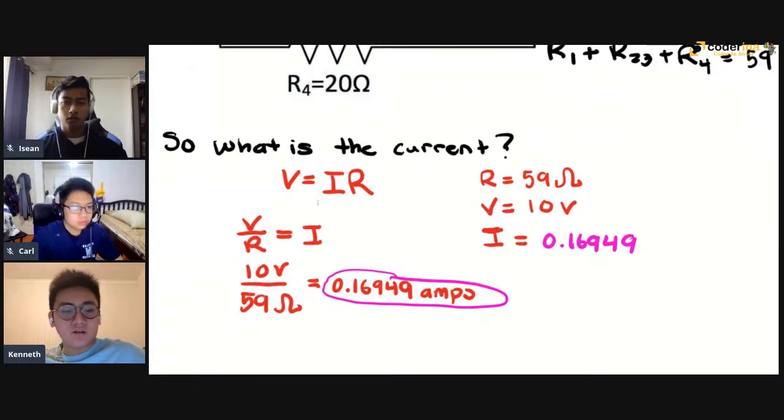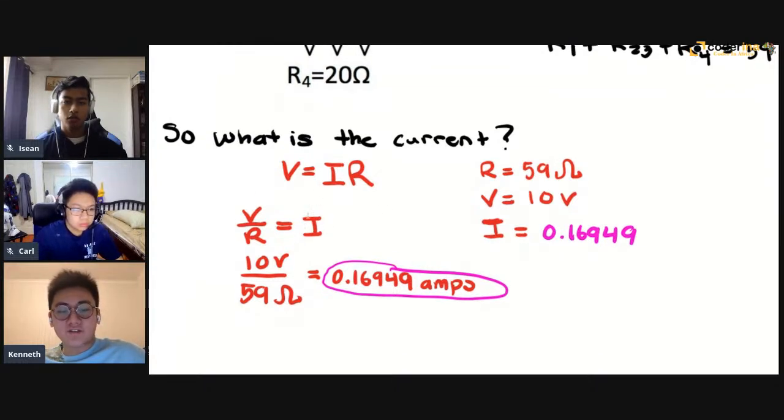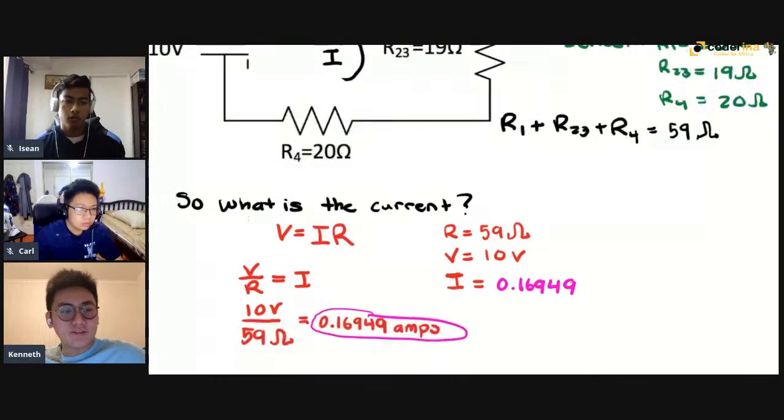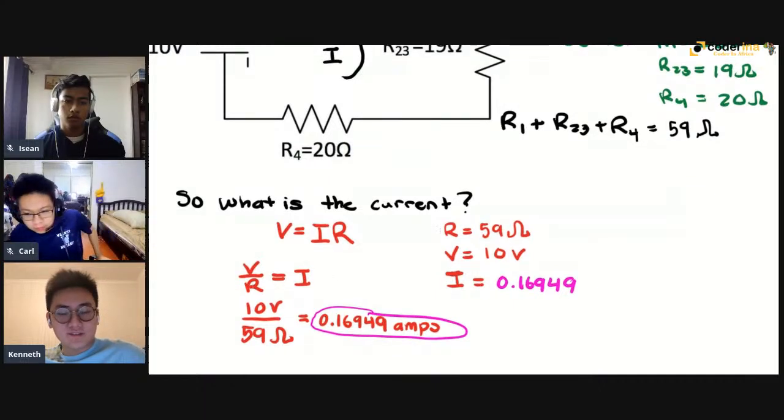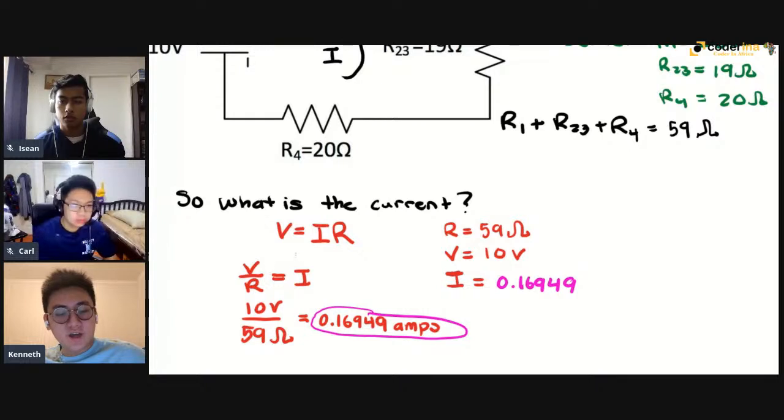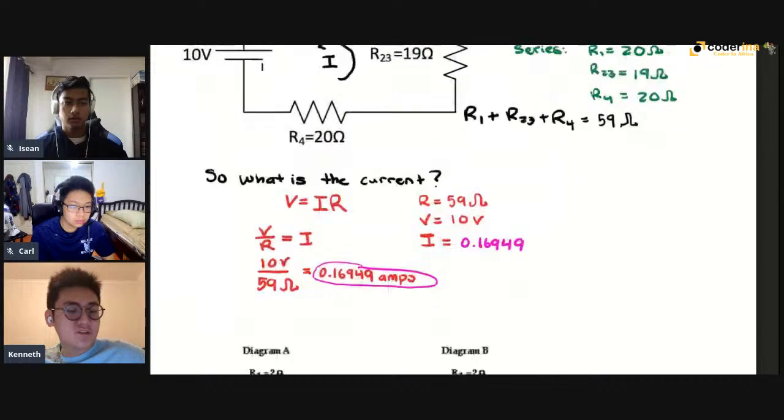So V equals IR. Now we want to solve for I, the current. So what is current? The flow through a circuit. We know our voltage is 10 volts, and we know our resistance is 59 ohms. So to find our current, we take 10 V equals IR, and we want to isolate I. So V over R: 10 volts over 59 ohms equals 0.16949 amps. So that's how you find how much current is flowing in your system.